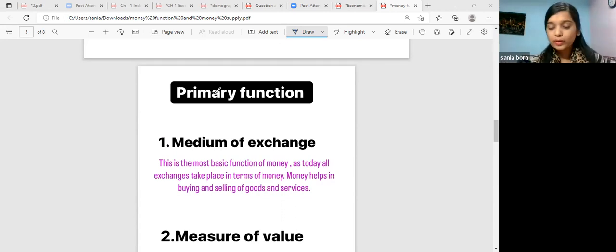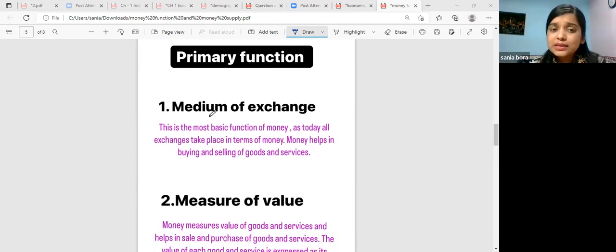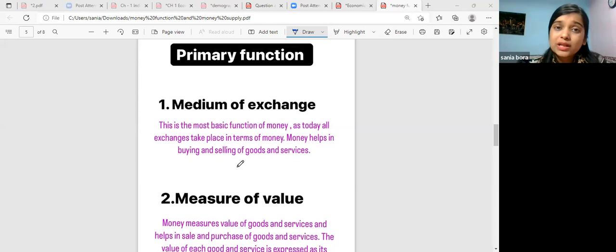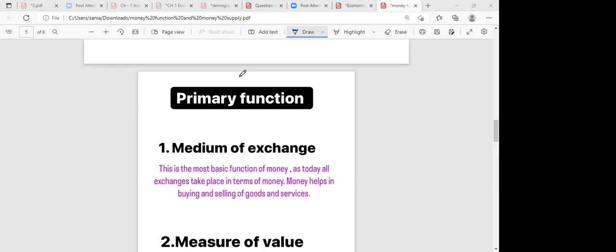Now ma'am, how will I get the question in the exam hall? Basically either they'll be asking you what are the functions of money, or what are the primary functions of money or secondary, right? Or they will be asking why money is known as measure of value, so you have to explain why. Or they'll be asking you to explain the function medium of exchange. So you have to prepare your answer in a very good way, so that whatever the examiner asks, you are ready with your answer. Is it fine? Yeah, ma'am. Okay. Now we'll start with primary functions.